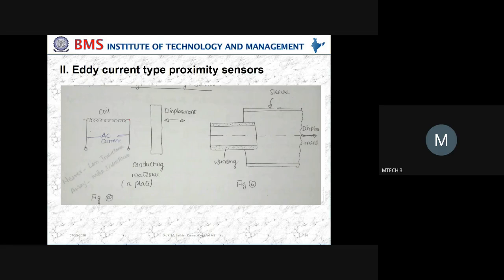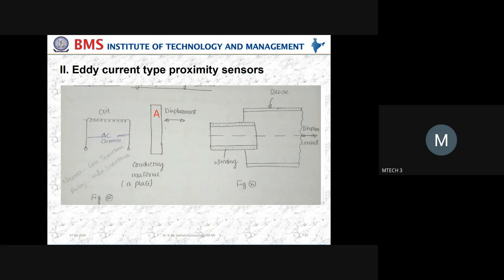Okay, now observe carefully. When I bring a conducting material nearer to the coil carrying AC current, eddy currents are going to be generated within this conducting material. I'll repeat again. When a conducting material is placed near the coil carrying AC current, eddy currents are going to be generated in the conducting material. Now the eddy current generated in the conducting material, I am going to call it A.